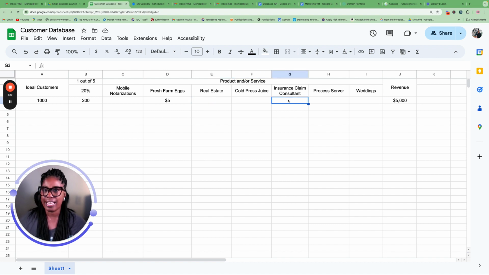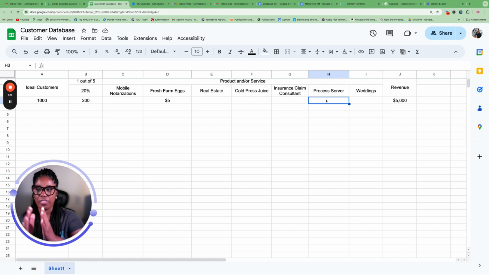I talked to a lady that's going to be an excellent insurance claims consultant. I talked to a gentleman who's a process server. All they need are the right customers on their database in order to make money. That's why I'm able to guarantee that I can help certain people make money, because I know this formula. It's all about your database.